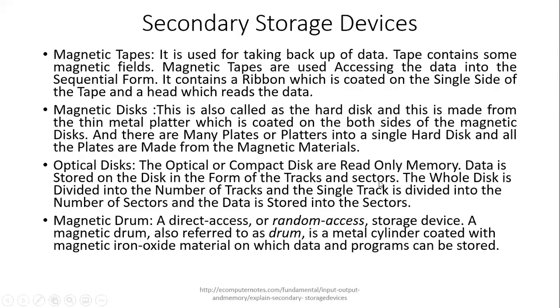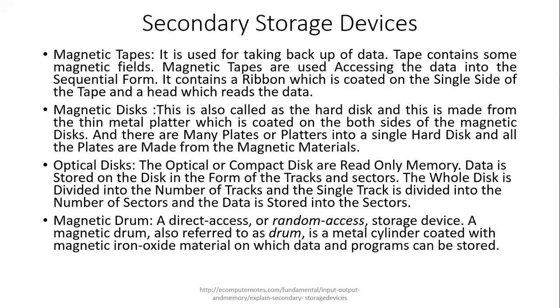So you have a whole plate which is further divided into tracks and sectors. The whole disk is divided into a number of tracks, and a single track is divided into a number of sectors, and the data is eventually stored inside the sectors. The size of the sectors in the middle is much smaller as compared to the size of the sectors at the outer areas. The last is a magnetic drum.